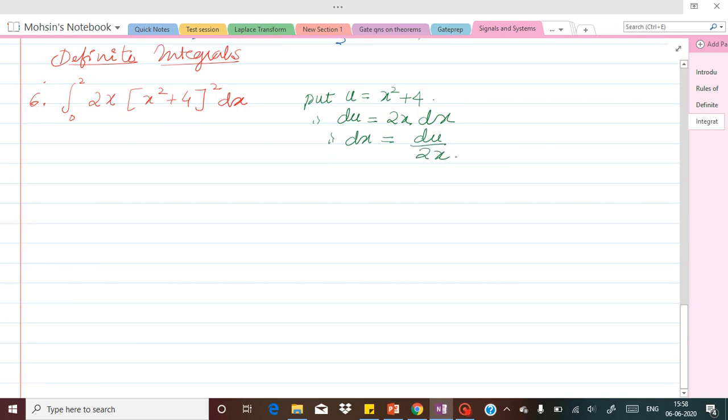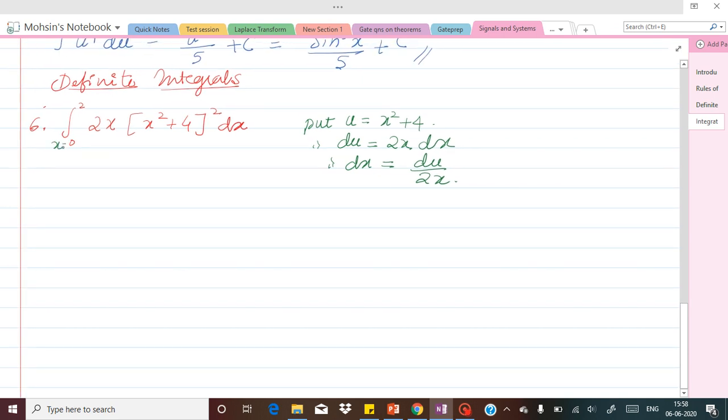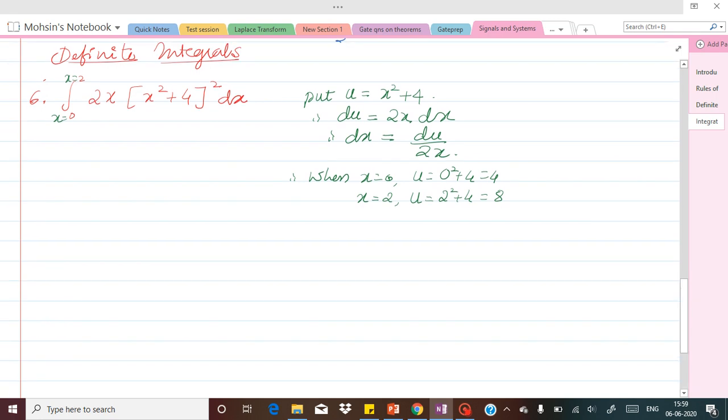So also at the same time we need to substitute for the limits. So here whatever integration is given, it is given for the limits x equals 0 to x equals 2. So when we need to change that limit, when x equals 0, what will be the u value? So u equals 0 square plus 4, so that is u equal to 4, the lower limit is 4. Similarly when x equals the upper limit 2, in that case u will be equal to 2 square plus 4, so that is 4 plus 4, 8, therefore the upper limit is going to be 8 here. So now let us substitute these terms in this integration.